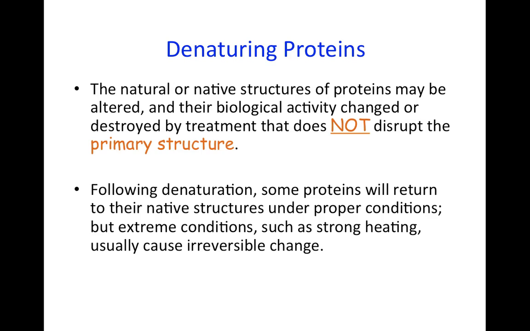Following denaturation, some proteins will return to their native structures under proper conditions, but extreme conditions such as strong heating usually cause irreversible change. So what we're saying here is that whatever is denaturing the protein, in other words, the protein is unfolding, if you were to remove that denaturant, most likely the protein will be able to refold back into its native structure and it will be able to work again.